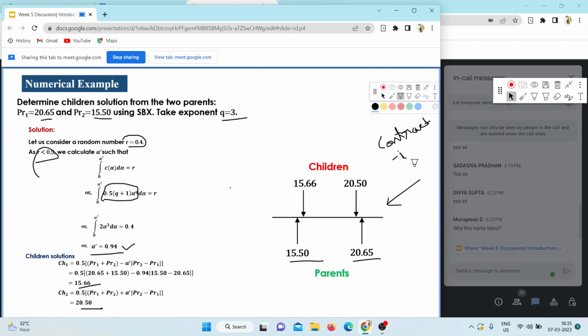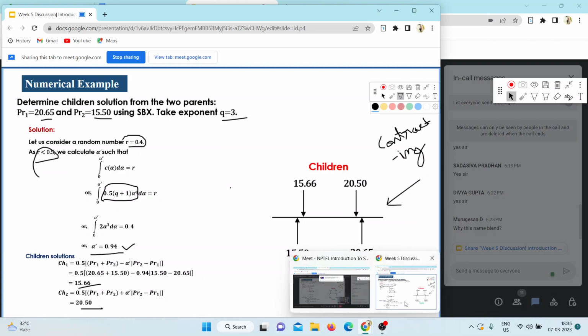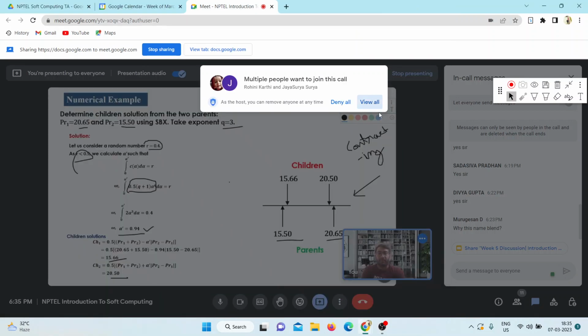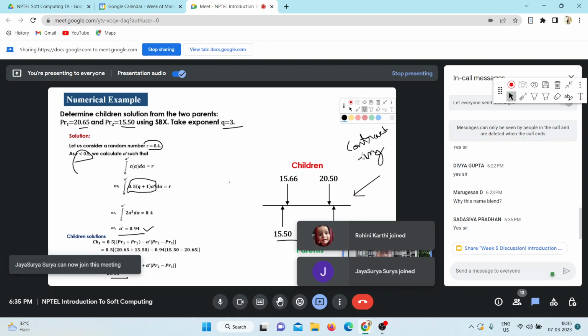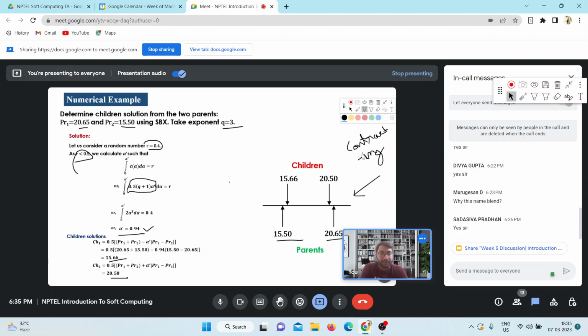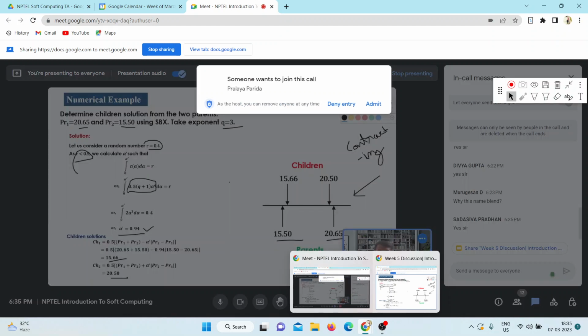This is your contracting solution. So is this part clear to all of you? Any doubt in this part? Okay, so no doubt, right? Let me move forward.